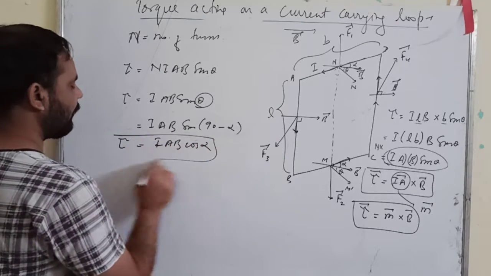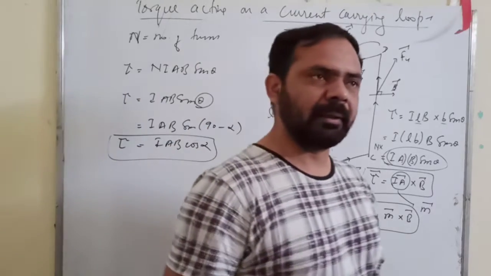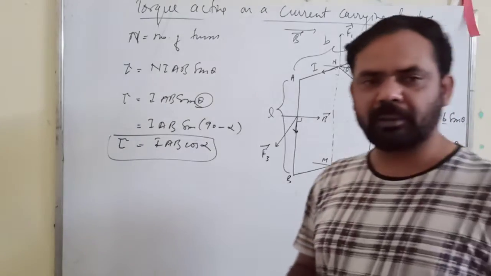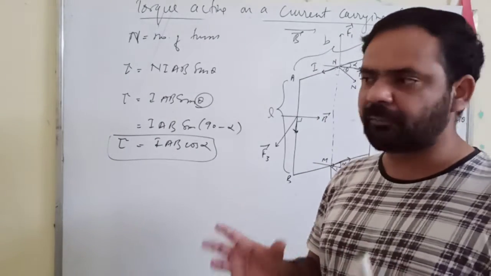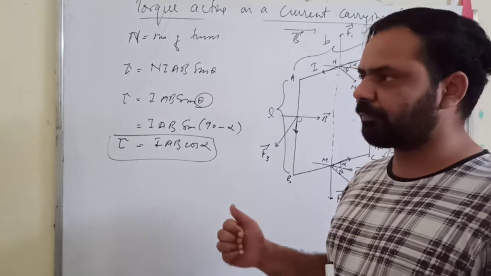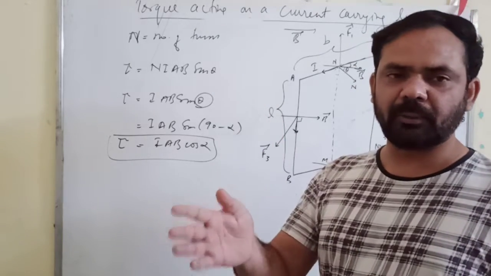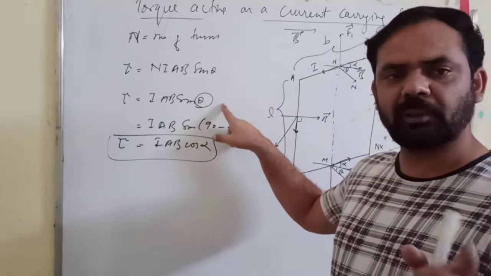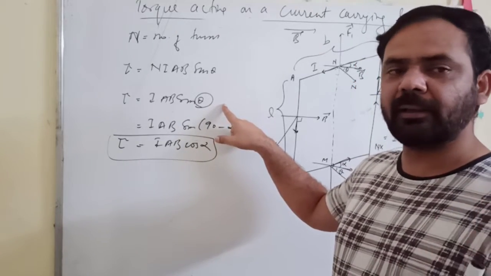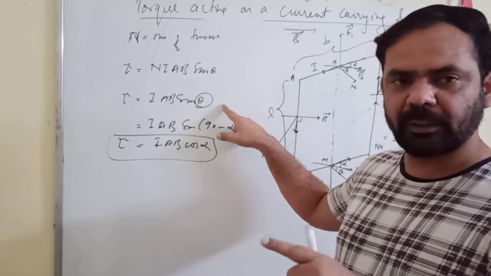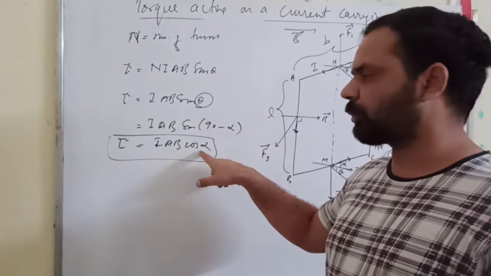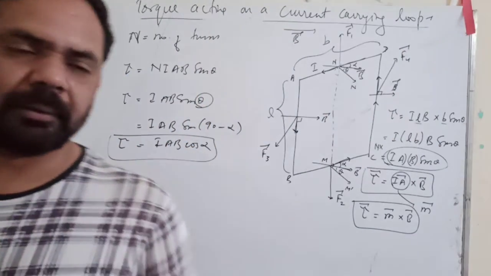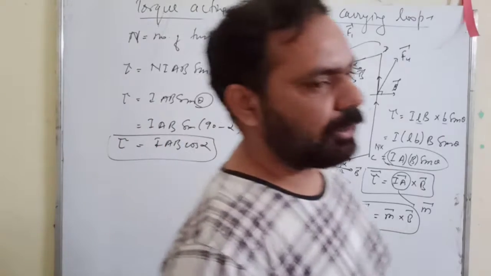This is torque. Now you will have to remember one thing: in a numerical, you will have to properly observe which angle is given to you. If you are given the angle between the normal to the coil and the direction of magnetic field, you will have to use this formula. And if the angle given is between the plane of the coil and the direction of magnetic field, then you are supposed to use this formula. Both formulas are okay, but they will be used as per the condition of the numerical.